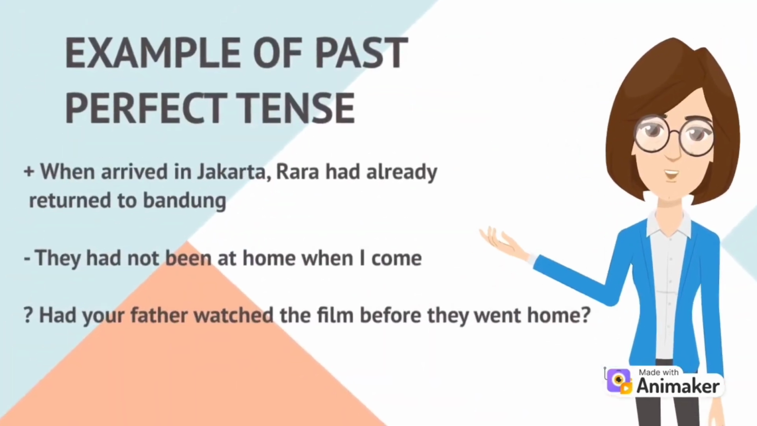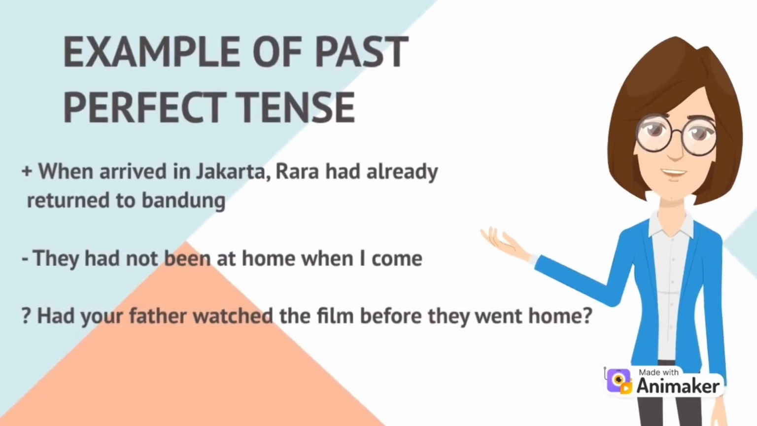Next, I want to explain the examples of past perfect tense. For a positive sentence: when I arrived in Jakarta, Rara had already returned to Bandung. For a negative sentence: they had not been at home when I came. And the last, for an interrogative sentence: had your father watched the film before they went home?